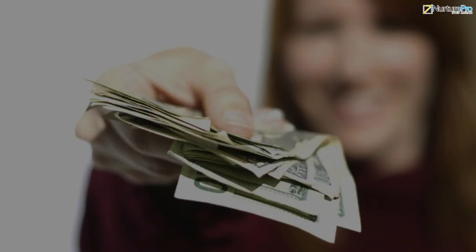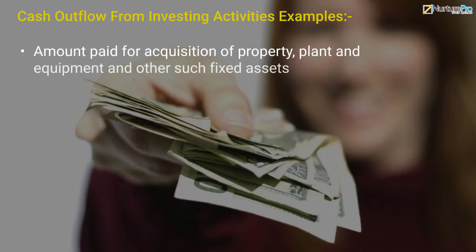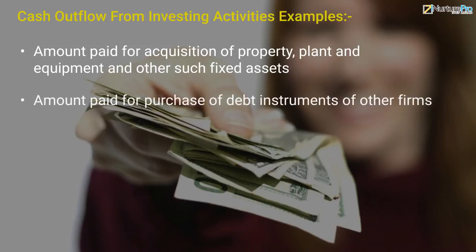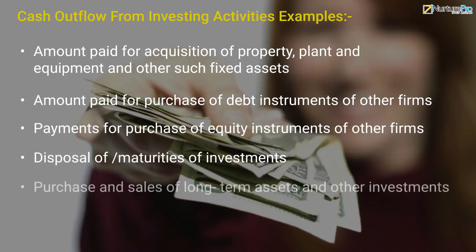Examples of cash outflow from investing activities are amount paid for acquisition of property, plant and equipment and other such fixed assets, amount paid for purchase of debt instruments of other firms, payments for purchase of equity instruments of other firms, disposal of maturities of investments, and purchase and sales of long-term assets and other investments.